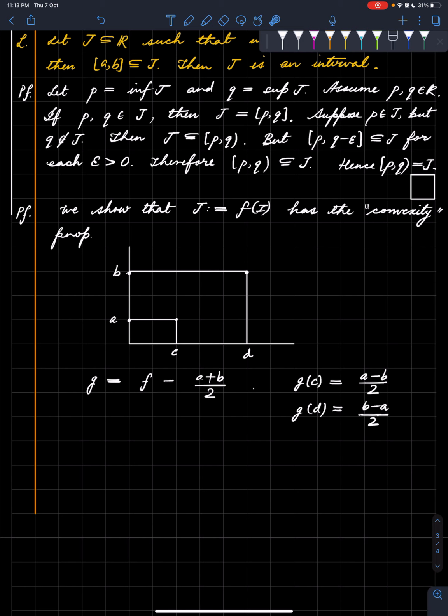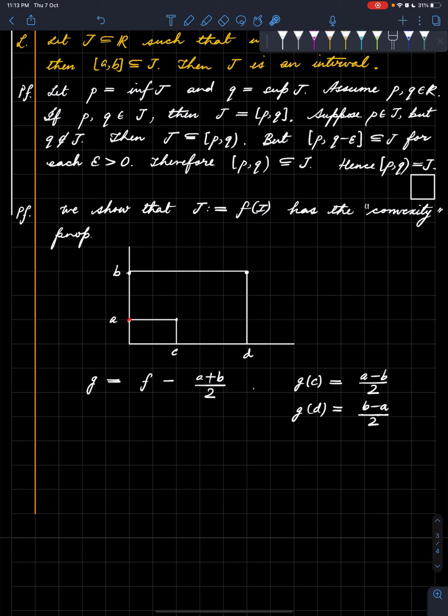and therefore g must take the value 0 somewhere, which means what? If g takes the value 0 somewhere in between, that means that f takes the value (a plus b) by 2 somewhere in between. So this value is definitely achieved by the function f, and you can do this for anything in the intermediate. So if you take this point in the intermediate, you just shift your function by that quantity, whatever that quantity is. Instead of (a plus b) by 2, you put that number and repeat this argument. So f achieves all the intermediate values.